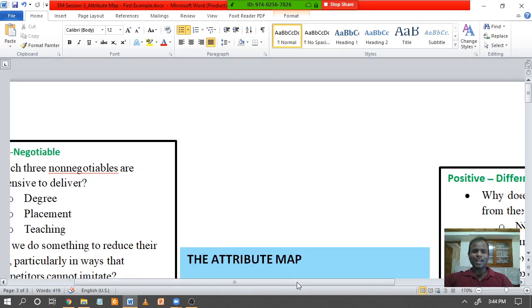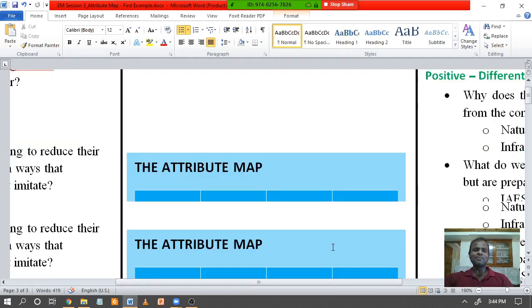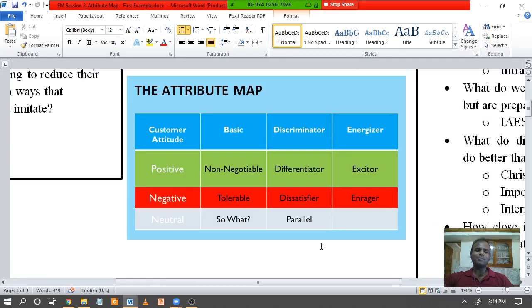Now, are you able to understand what an attribute map is and what the importance of the attribute map is? Yes, sir. Can anybody tell why an attribute map basically? What is the requirement of an attribute map? To understand your customers. Exactly. To understand what your customer wants. Remember, whenever you create a product, you should think from the perspective of whom?